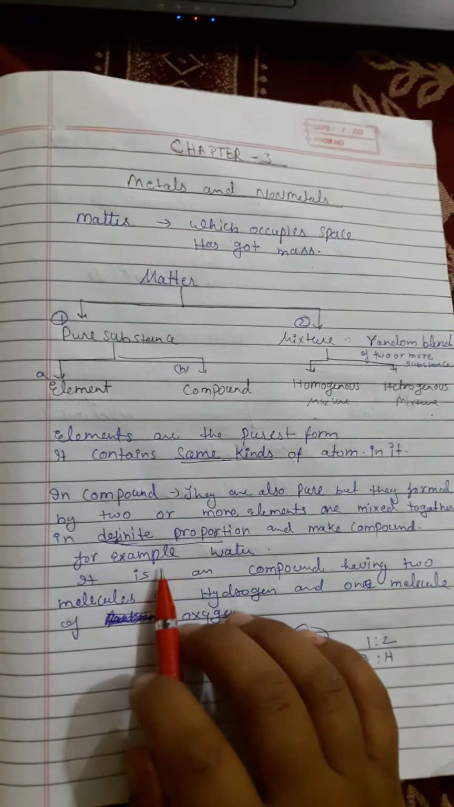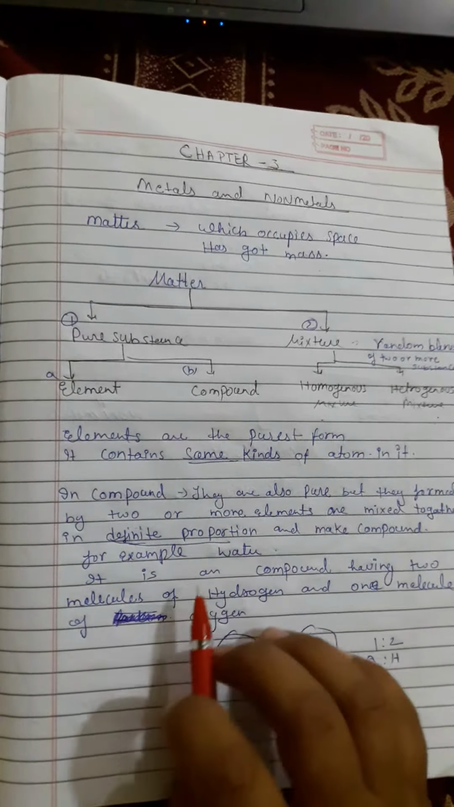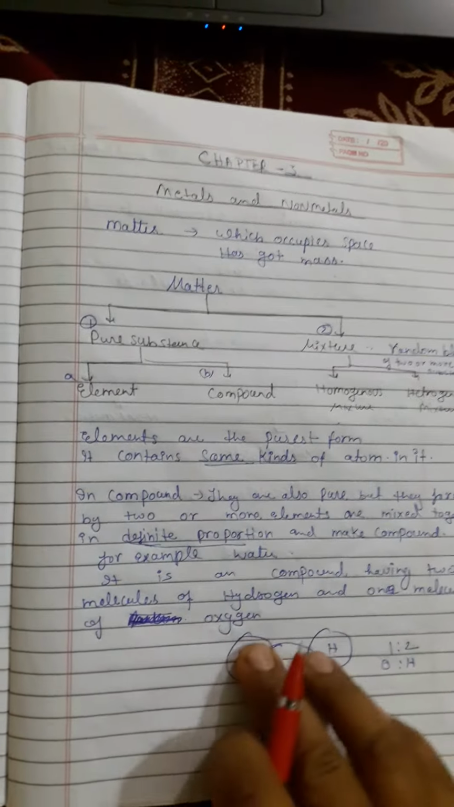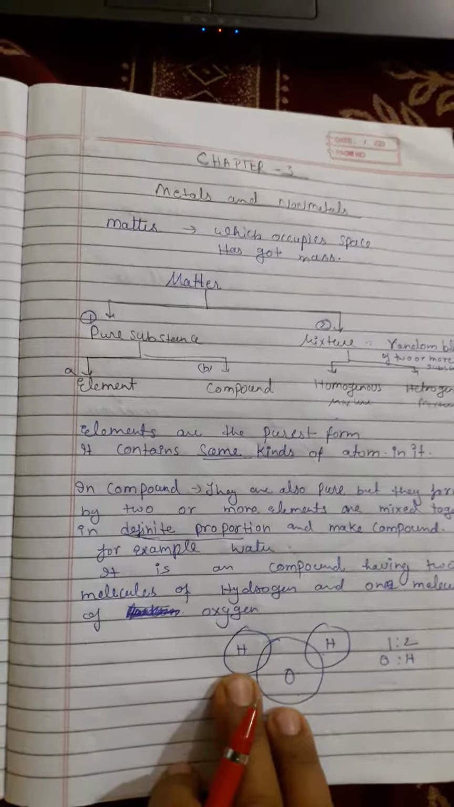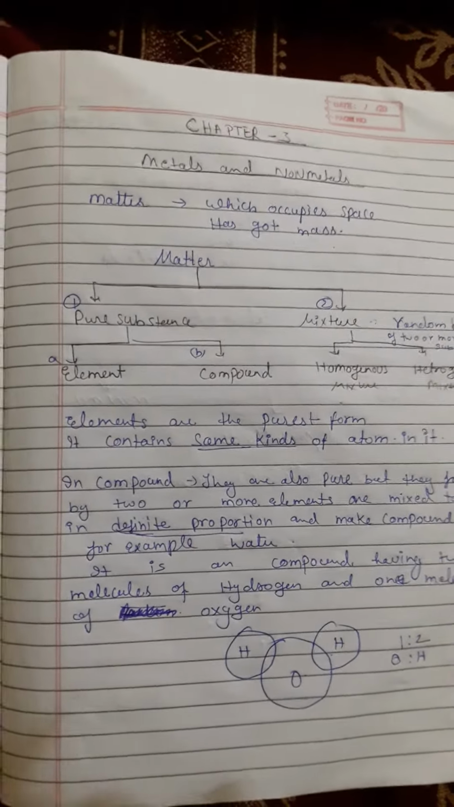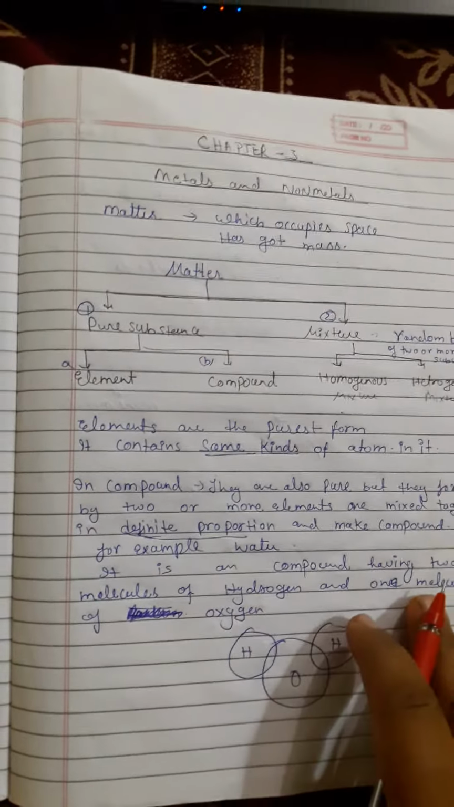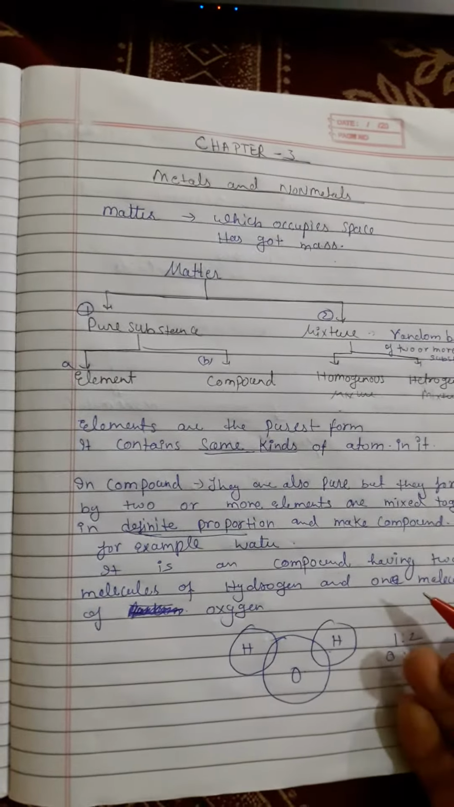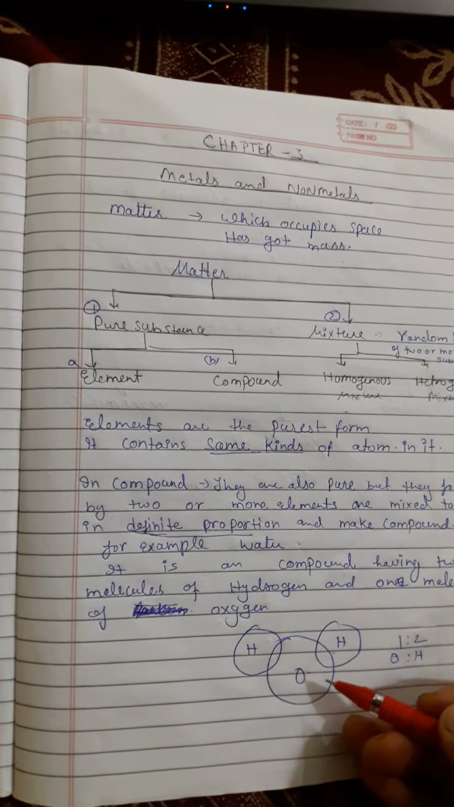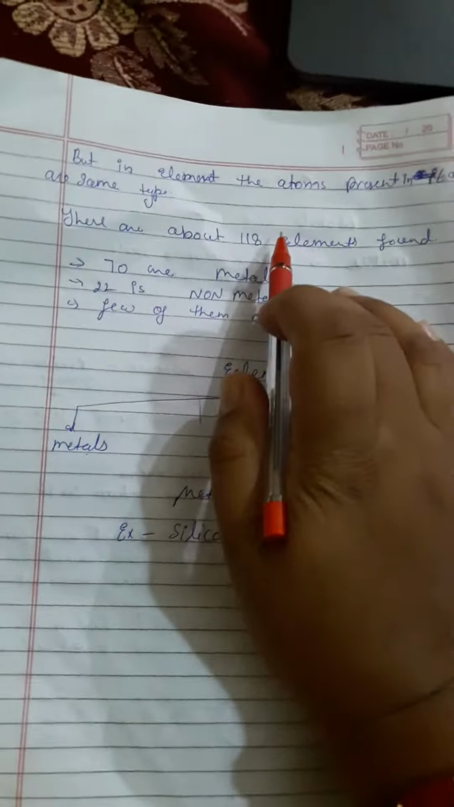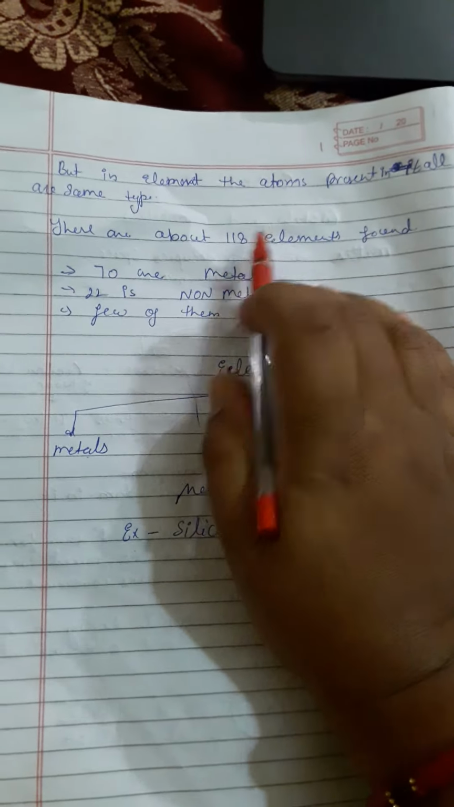For example, water. It is a compound having two atoms of hydrogen and one atom of oxygen in it, in which the oxygen and hydrogen come together in a definite proportion and form a compound, a molecule of water. So they are compounds. But in an element, the atoms present in it are all of the same type.